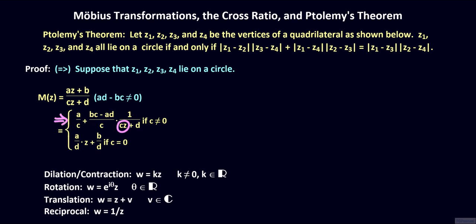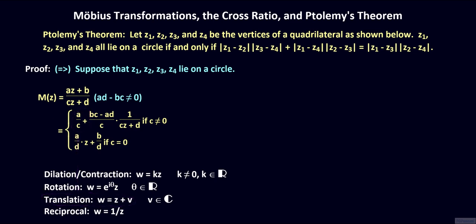We have multiplication by a complex number, which is a dilation/contraction composed with a rotation. Addition of a complex number is a translation. This is the reciprocal map. We have another dilation/contraction composed with a rotation. And we have another translation. Every one of these transformations is a Möbius transformation that maps an isocline onto another isocline in a unidirectional way.